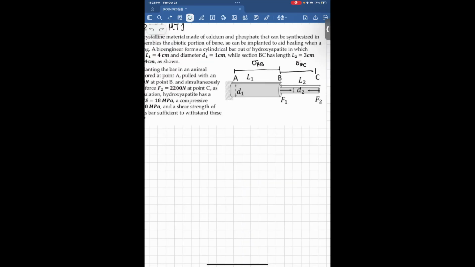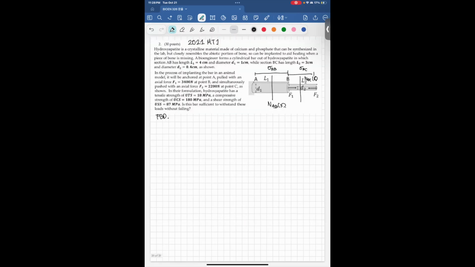Which means we have segments BC and AB, and we need to get the internal load. To get the internal load, I'm going to slice it right over here to get N_BC, and I'll slice it here so we can get the load N_AB. So let's draw the free body diagram given the information. The first part is here and the second part is here. So the first part is BC. This is C, and there will be B somewhere along here. And we have internal load of N_BC.